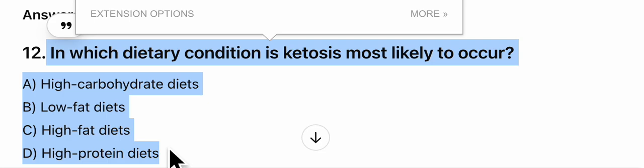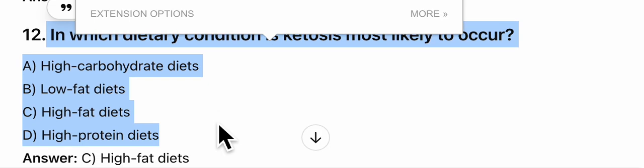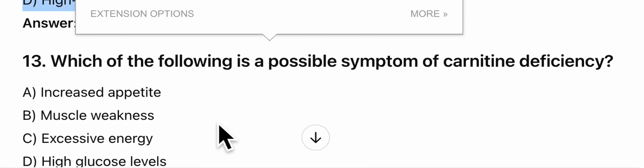In which dietary condition is ketosis most likely to occur? A. High carbohydrate diets. B. Low fat diets. C. High fat diets. D. High protein diets.